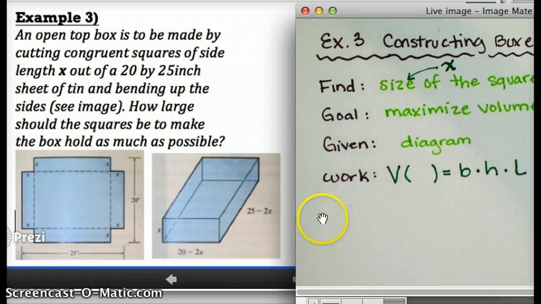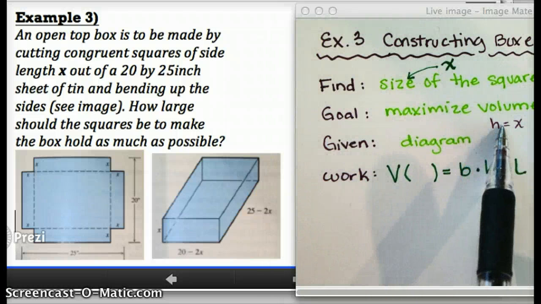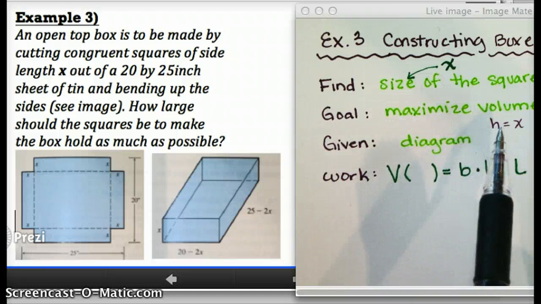If you think of the constructed box, the height of the constructed box is X, and it's labeled here, but I would expect you, once we've done a couple of these examples, to be able to look at this and see that this X distance right here, after it folds up, that's where the height is. So height is the same thing as X, which is worth noting as one of our given information.